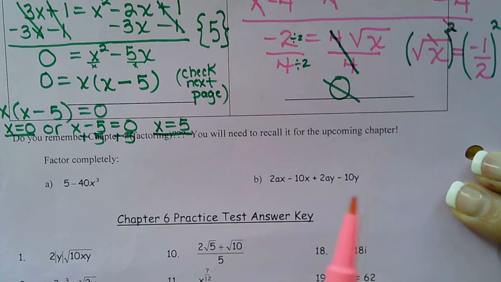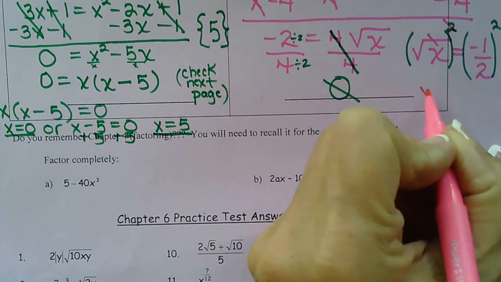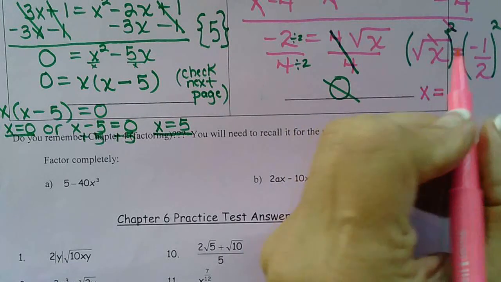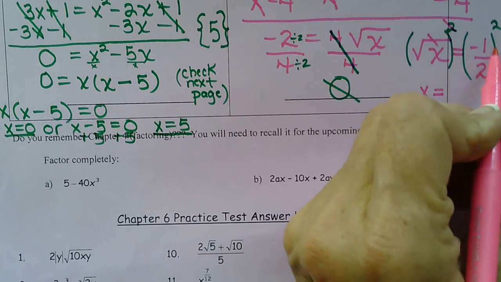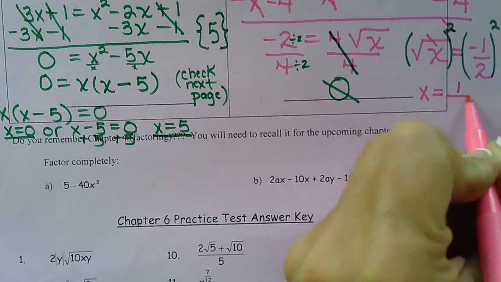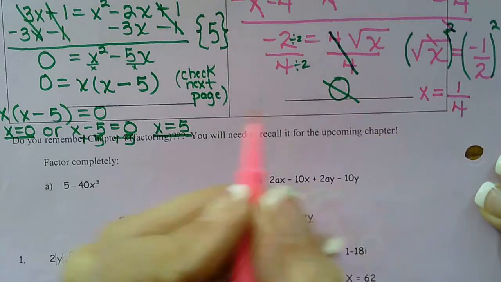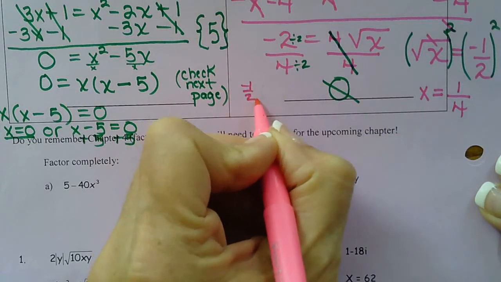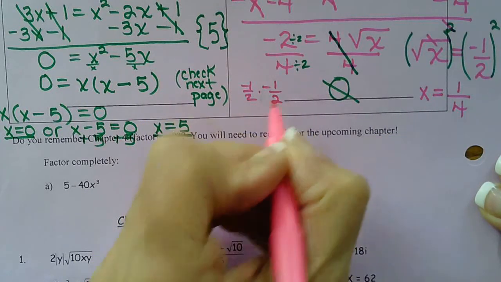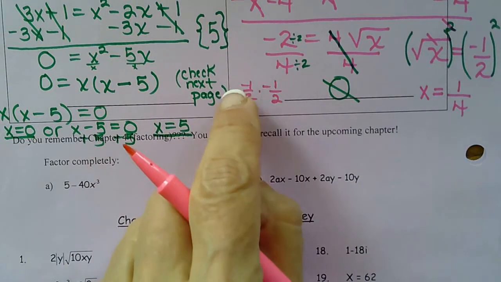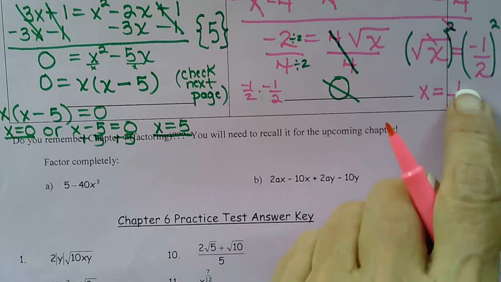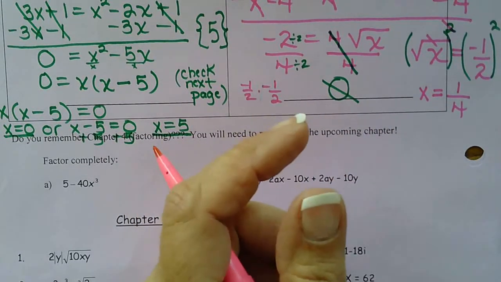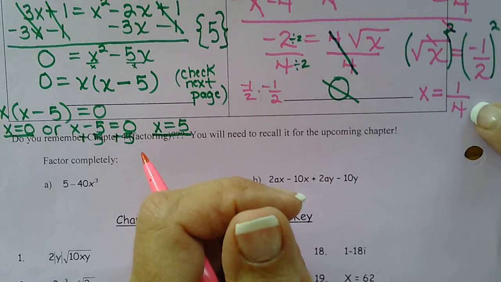So these two undo each other. So I get x equals negative 1/2 times negative 1/2. So negative 1 times negative 1 is positive 1. 2 times 2 is 4. So this is what you should have been doing in your head. Negative 1/2 times negative 1/2. A negative times a negative, positive. 1 times 1 is 1. 2 times 2 is 4. So that is our potential solution.